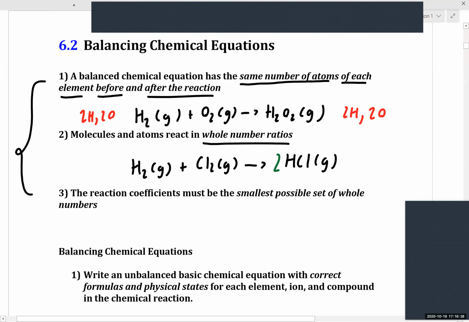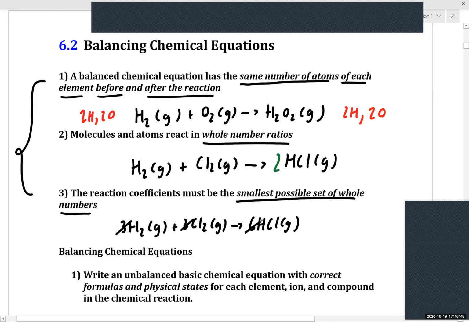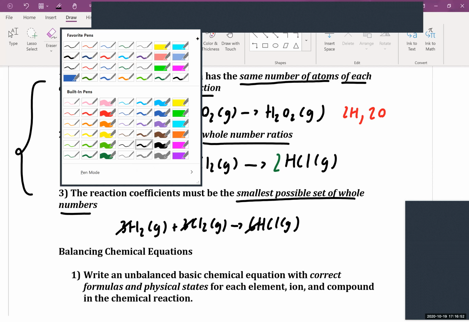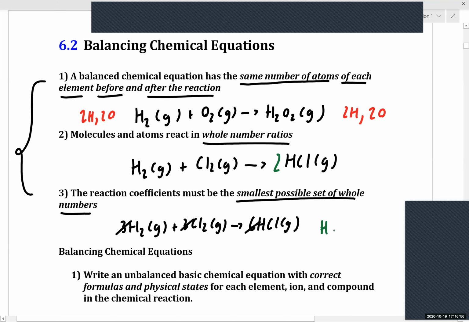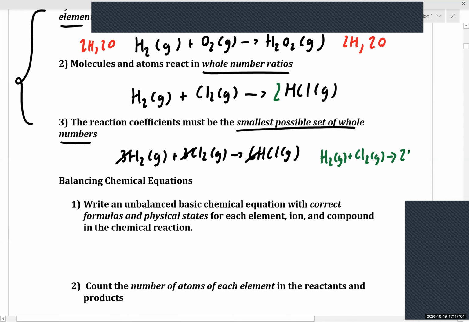Finally, the reaction coefficients must be the smallest possible set of whole numbers. So for example, rather than 3H2 plus 3Cl2 leads to 6HCl, we can simplify our coefficients and instead write our simplified equation just as H2 plus Cl2 leads to 2HCl. So you want the simplest set of reaction coefficients and you want the smallest possible set of whole numbers. Does that make sense to everyone? Yes. Any questions on these three fundamental rules?